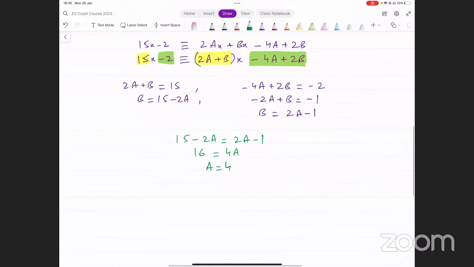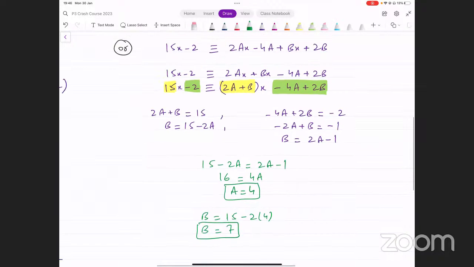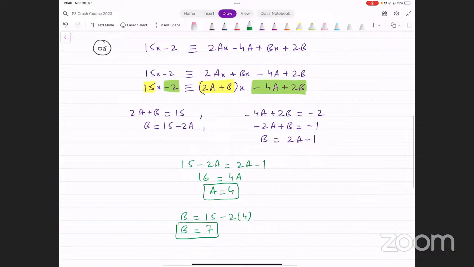Now put this back in any one of those two equations, and that's going to give you the value for b. b equals 15 minus 2 times 4, and that equals 7. And again, we've got the same two values of a and b. A equals 4 and b equals 7. So this is another method for finding partial fractions. You can find those values of a and b by simplifying both sides and then comparing the coefficients of the like terms. Now, this was relatively straightforward in this particular example, but still you had to solve two simultaneous equations.